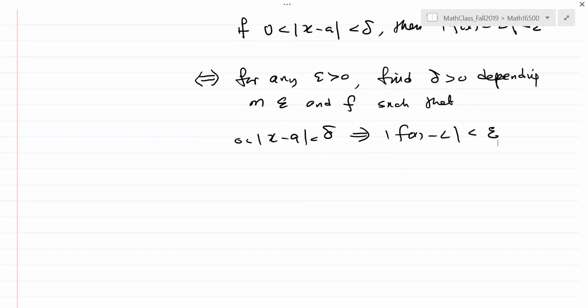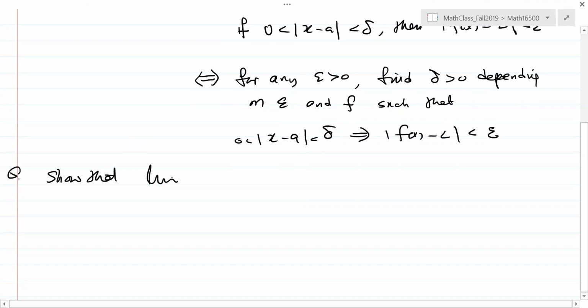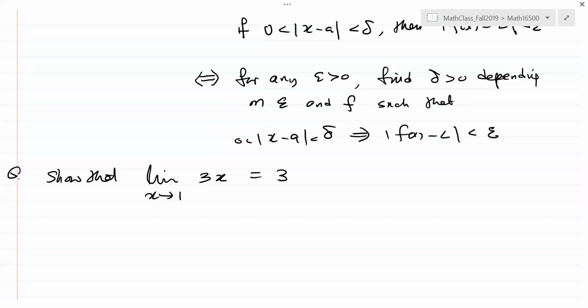So I'm going to begin with the following problem. Here's a question. Show that the limit of 3x as x approaches 1 equals 3. Well, that's obvious to me, because x is getting close to 1, so 3 times x is getting close to 3. But that's not a precise proof in mathematics. Yes, you see that the limit is going to be 3, but that's not accurate.